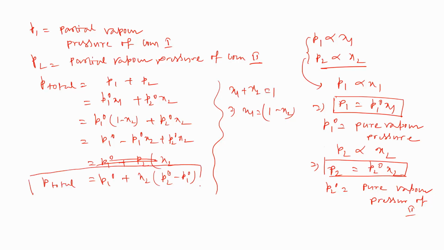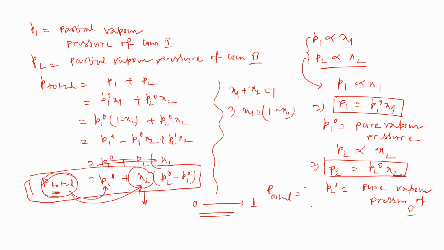If we look at the equation carefully, we can say that this P total is directly correlated with the mole fraction X2, and also with the pure vapor pressure of component 1. That means if we change the mole fraction of component 2, the P total will change. But how will it change if we change X2 from 0 to 1?